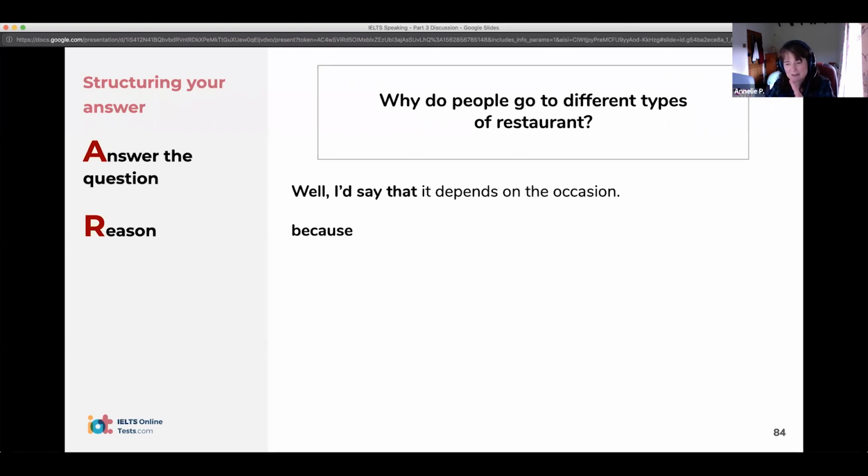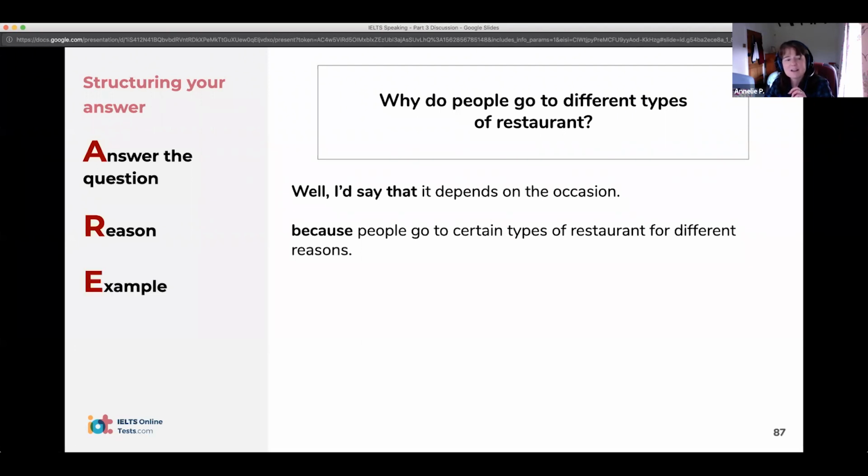Give me a sentence. Okay, there's various reasons for celebration, something like that. Or different moods. That's very nice. So here we've got people go to, okay, maybe financial condition. You're very right. Different or certain is a nice alternative. Types of restaurants for different reasons. Or yeah, various types. And then we give a specific example.